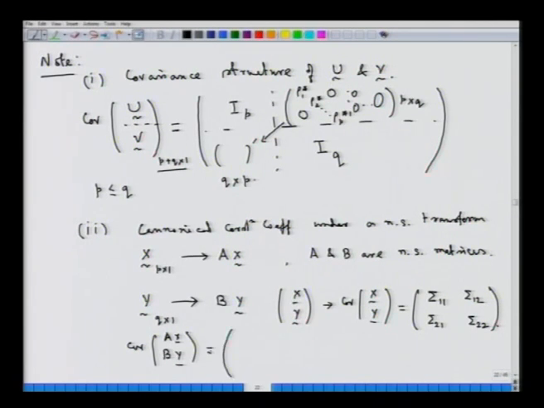It is easy to see that the covariance structure is going to be A sigma 1 1 A transpose, this is B sigma 2 2 times B transpose, and this is A sigma 1 2 times B transpose, and this is going to be just the transpose of this. So, this is B sigma 2 1 times A transpose, right. So, this variance covariance matrix, which is the original variance covariance matrix between x and y, and this is the covariance matrix on the changed random variables.